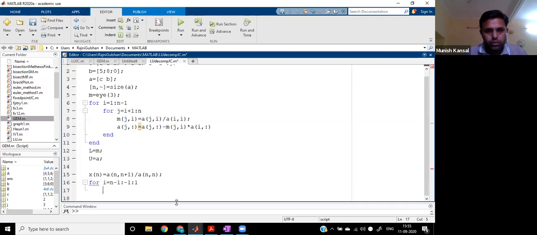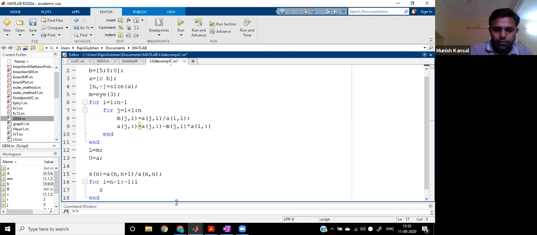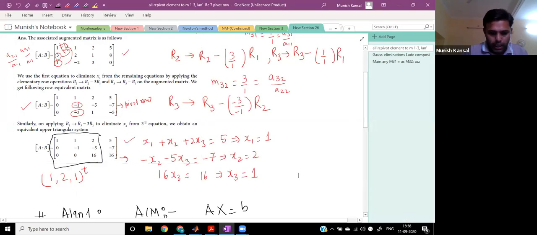Now we have to end this loop, okay? Now what should be written over here so that we get all the values for x? So x of i, how do you calculate x of i? Let me relate it with this one only, so that you get some clarity on how we are calculating it.